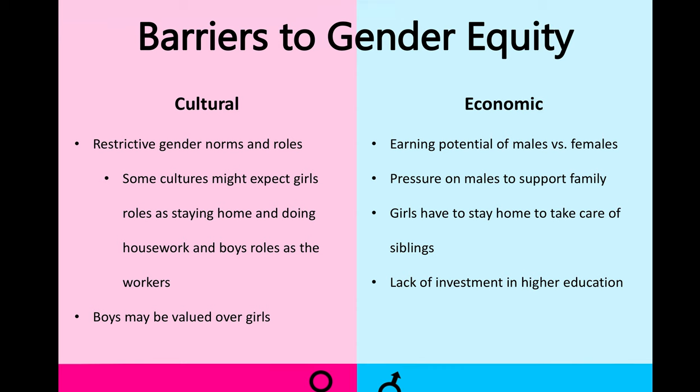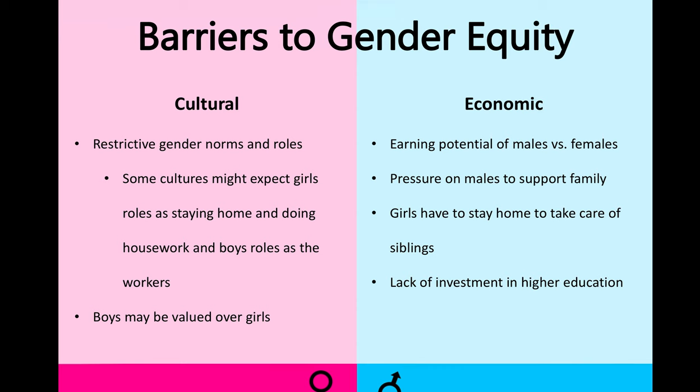So let's go to the economic barriers as well. We kind of heard a little bit in the video that was shared, but earning potential, males versus females, is definitely something that's a barrier, especially when males are being paid more than females. There's pressure on males to support the family. Just in a lot of cultures, that stereotype of the man brings home the money or the bacon, and the women are kind of there to take care of the kids and support the family.